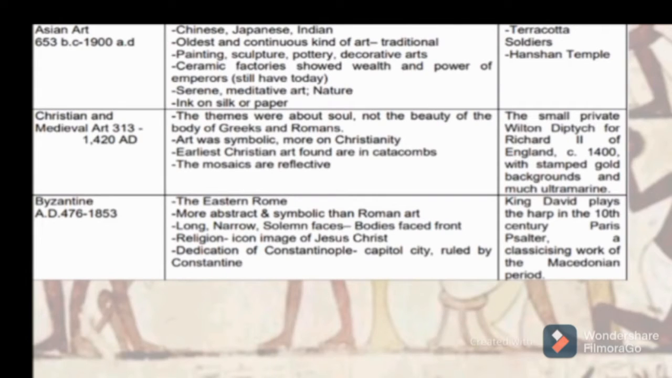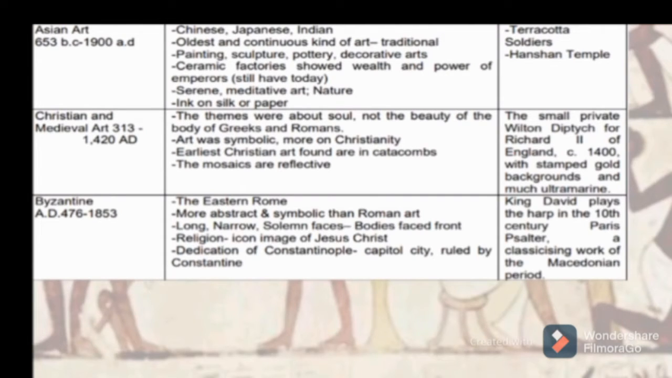So next period of art naman is Byzantine, which is the Eastern Rome, more abstract and symbolic than Roman art. Long, narrow, solemn faces, bodies face front. Religion, icon image of Jesus Christ. Dedication of Constantinople, capital city ruled by Constantine.